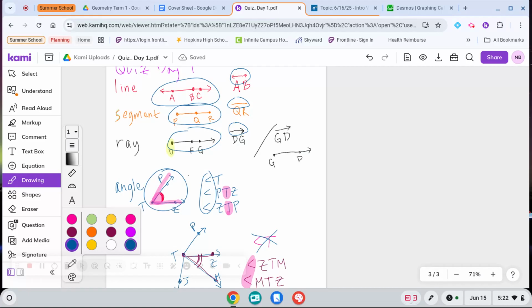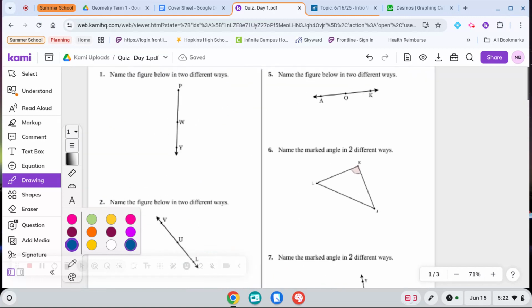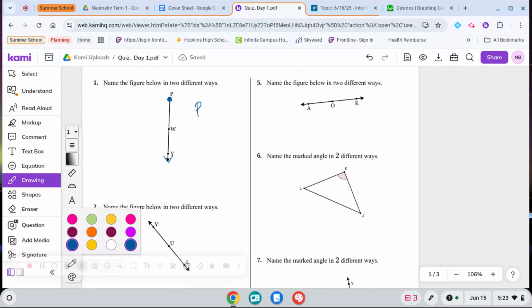So what you're going to do is you're going to go through and answer some questions that are similar to these. So I'll go through some examples with you. You can pause the video if you want, and then you can do your quiz. So here it says name the figure below in 2 different ways. Well, what I notice about this one is we have a solid dot and then an arrow, which means this is a ray. So we could call it PY with an arrow, or we could call it PW with an arrow.